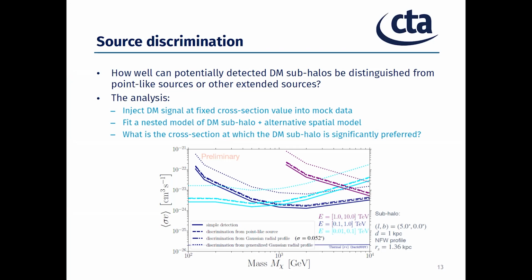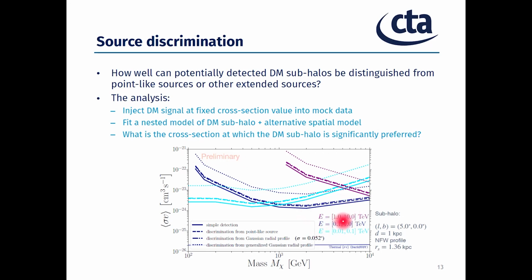we selected for this was, in our template analysis, we had a dark matter signal with a fixed cross-section value in the mock data, and then we fit it with either a dark matter subhalo or some alternative spatial model, which could be either a point source or an extended Gaussian source. Then we varied the cross-section for the dark matter annihilation up to the point where the fit with the dark matter subhalo model was significantly better than the fit that we achieved with the alternative spatial model. And these are the results that we see here.